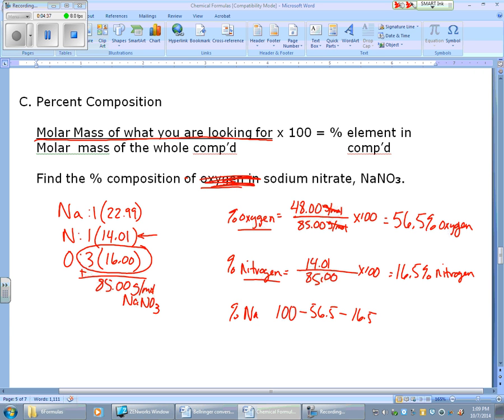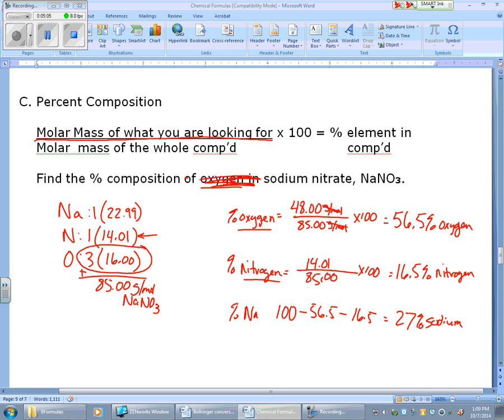100 minus 56.5 minus 16.5. That will give us the 27% sodium, because it is out of 100%. Or you could do it the exact same way. It would just be 22.99 on top over 85 times 100, and that should give you this exact same answer. All right, so that's how to find the percent of an element that's in a compound.